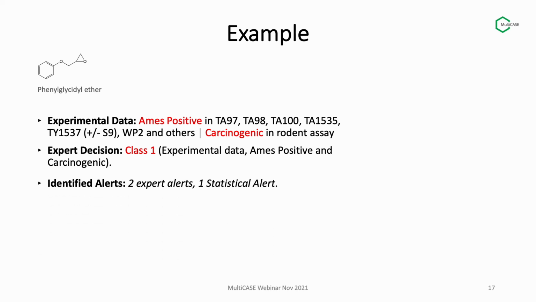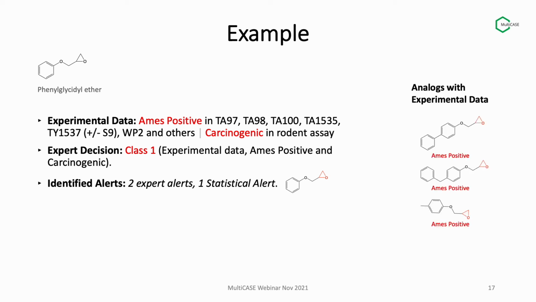If we look into alerts, we got 2 expert alerts and 1 statistical alert. Again, to emphasize, we don't need them, but just as an additional interesting factor, I'm showing them because we already achieved our expert decision. So 2 expert alerts, and basically all these alerts are related to epoxide functionality. And if we want to find analogs for it, here are the analogs, which contain exactly the same group in the same environment, and all are Ames positive.